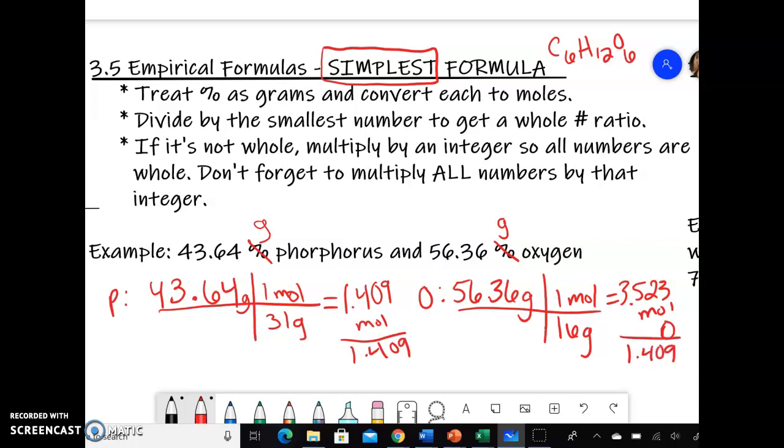Because that will at least turn one of them into 1. So 1.409 divided by 1.409 gives us 1. Separate this so we don't get confused. And then 3.523 divided by 1.409 gives us 2.5.